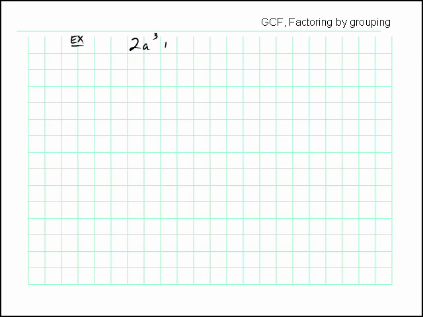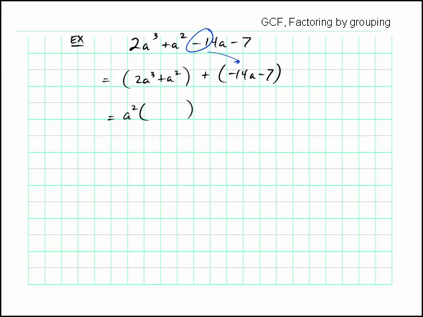a cubed plus a squared minus 14a minus 7. All right, I'm going to group the first two together and the second two together, and make sure that you do put a plus sign in between. Remember, as I said on the last problem, if there's a negative sign here, make sure it goes inside with the term. Out of the first group, I could factor an a squared out, and that leaves me with a 2a plus 1.